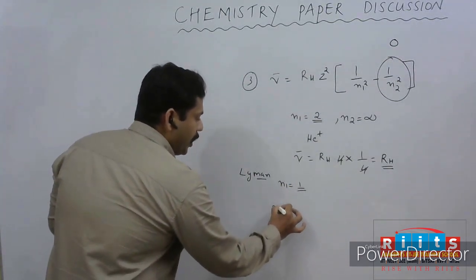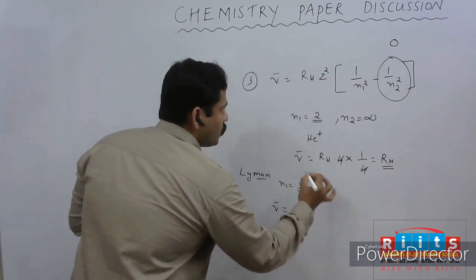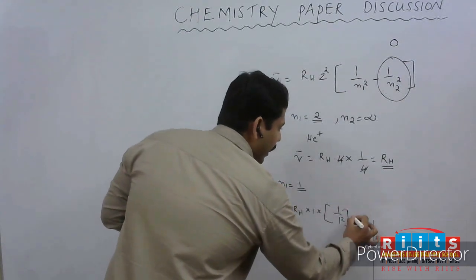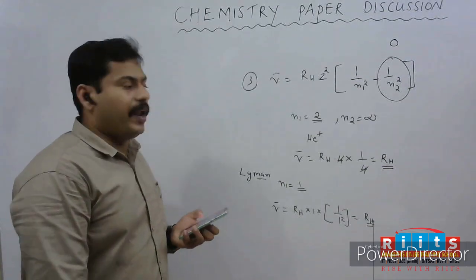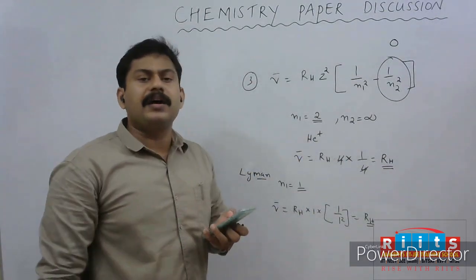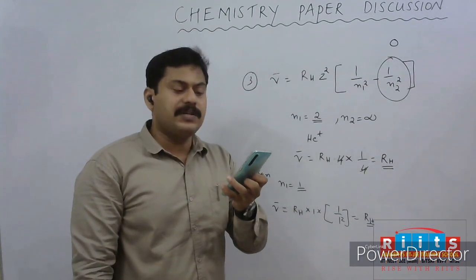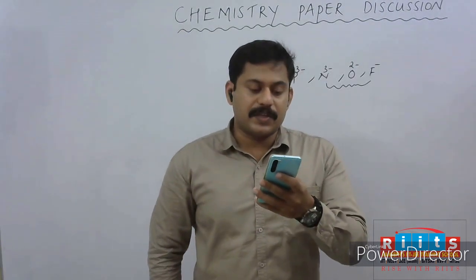So if I put nu bar is equal to RH into proton atomic number 1 square will be 1 into 1 by 1 square. So again we are getting the RH only, right? For the smallest wavelength, in both the cases we are getting the same RH value only. So the correct answer will be option C only. Thank you.